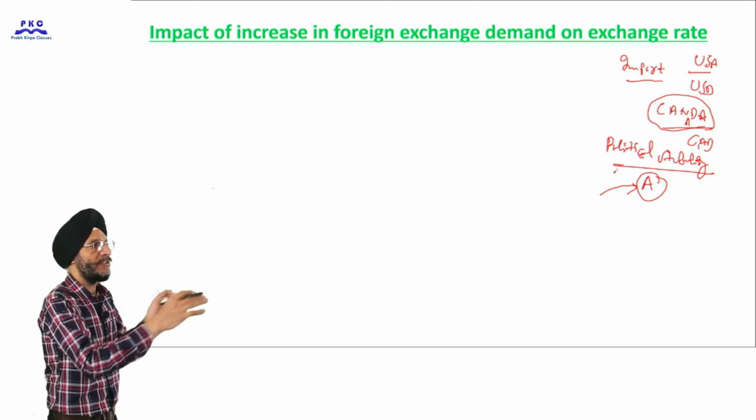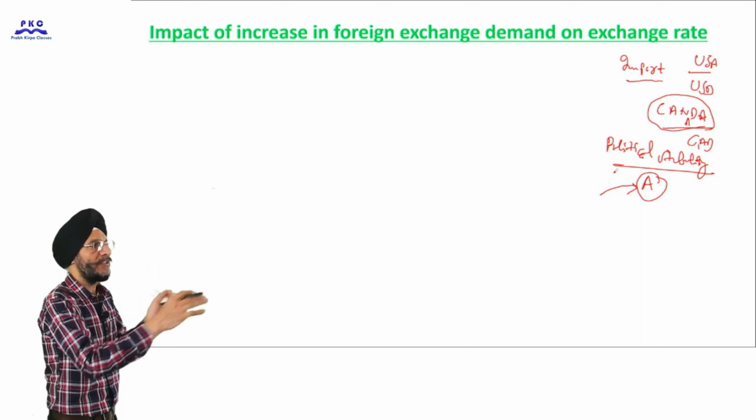Suppose at present 1 US dollar is equal to 82.83 INR, Indian rupee. It may be added that the foreign exchange rate does not remain stable. It goes on changing continuously in the market because there is always trading in the forex market, 24 by 5 days a week. So due to continuous trading, the value of the exchange rate continuously goes on changing.